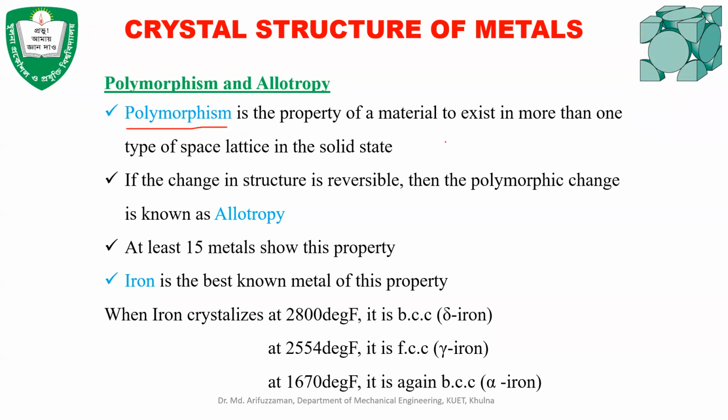If the material can exist in more than one type of crystal lattice in the solid state. Remember that it should be in the solid state. And if the change of the structure is reversible, that means if it can go to body-centered cubic and then come back to the face-centered cubic, that is the reversible change. Because of that, if the change is reversible, then that polymorphism is called allotropy.